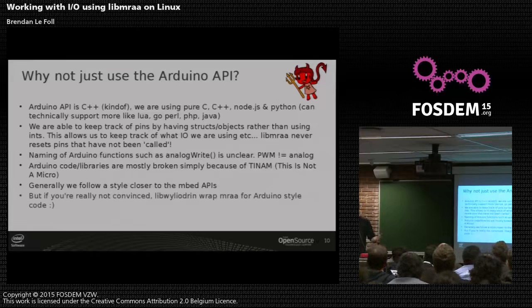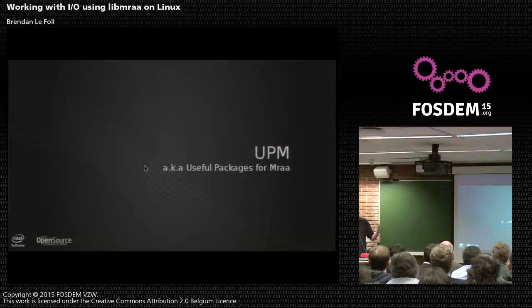But if you're really not convinced, there's a bunch of guys that have wrapped our library to be Arduino style called libwiliadrin, so you're more than welcome to use that if you want an Arduino style mapping. And there's another guy that's done it for Node.js as well, Galileo.io.